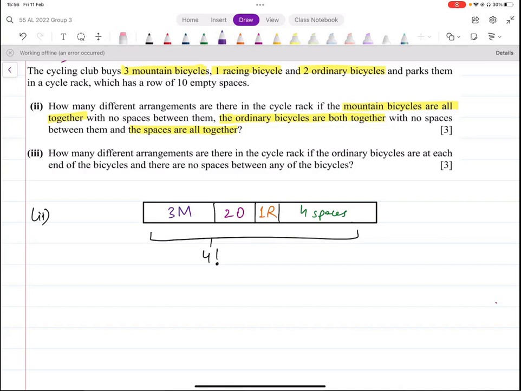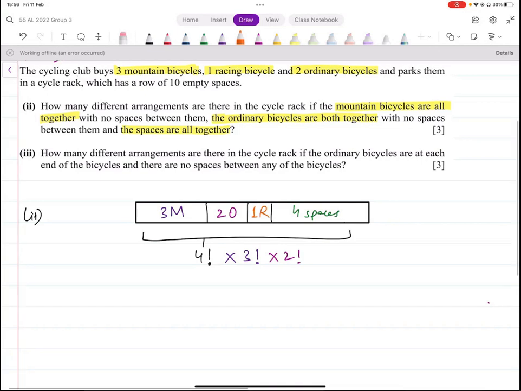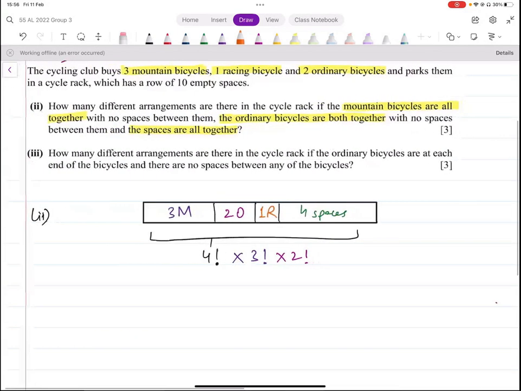Then 3 mountain bicycles. How many ways do we have for them? उनको arrange करने के 3 factorial ways. What about the 2 ordinary bicycles? We have 2 factorial ways for that. 1 racing bicycle, well, उसकी तो कोई खास arrangement नहीं होगी, but if you want, you can write 1 factorial, right? वो तो अकेली है, so you don't have to really worry about its arrangement inside that box. That's just 1. Say 1 factorial if you want.